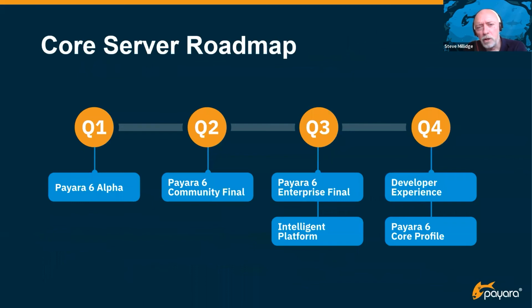So onto the core roadmap for the platform. First half of the year, as I said, there's a lot going on with Jakarta, and the team will be super focused on delivering Jakarta EE 10 capabilities into Payara 6. I said 6 alpha will come out in Q1. We're hoping 6 Community final, which will be Jakarta EE 10 compatible, will come out in Q2.